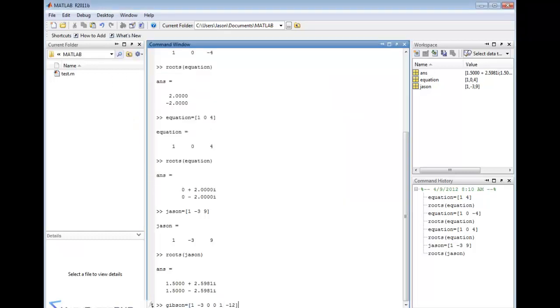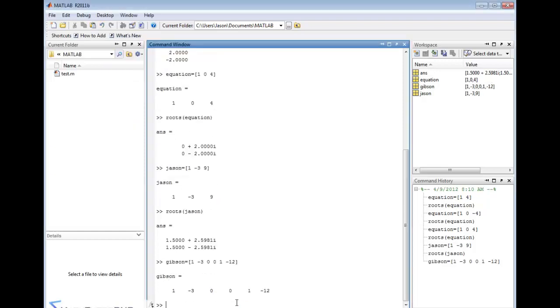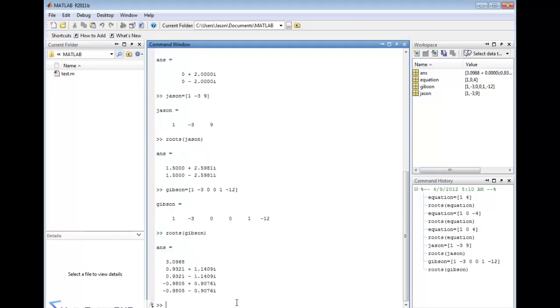And make sure you understand how we arrive at this, because it's really the most important part of everything we're doing here. 1x to the 5th minus 3x to the 4th plus 0x cubed plus 0x squared plus 1x minus 12. So I have to put zeros everywhere where we need that. And then we'll do roots on this variable here. And notice we get 5 answers.